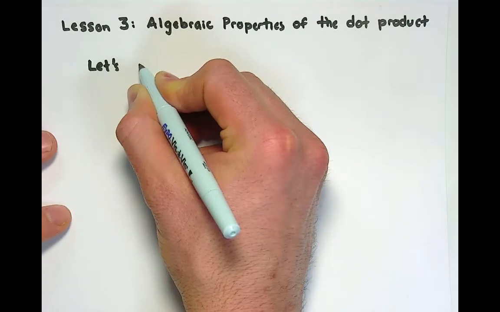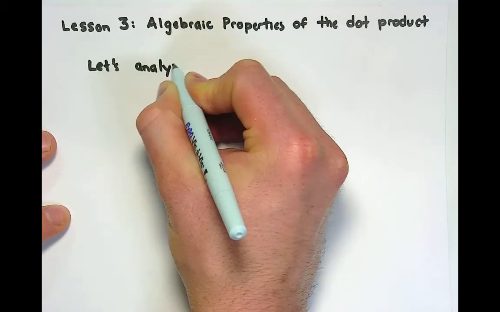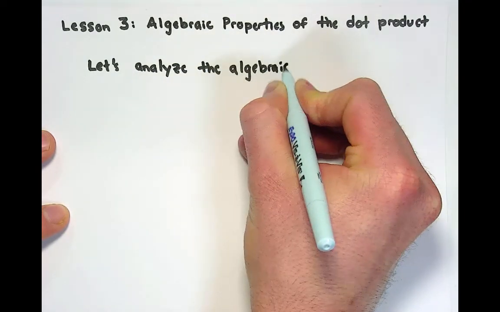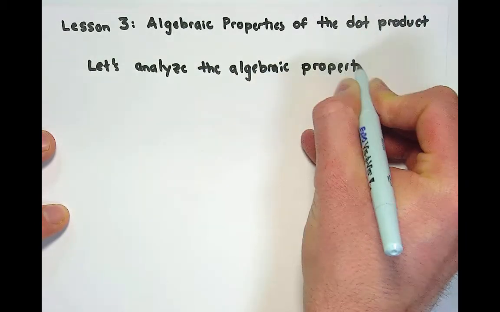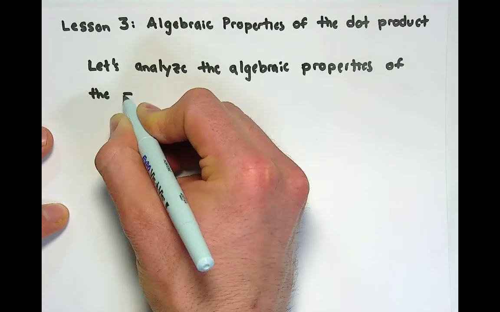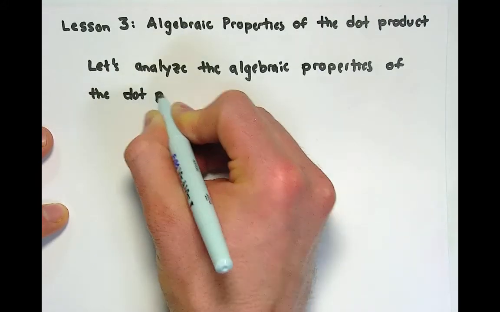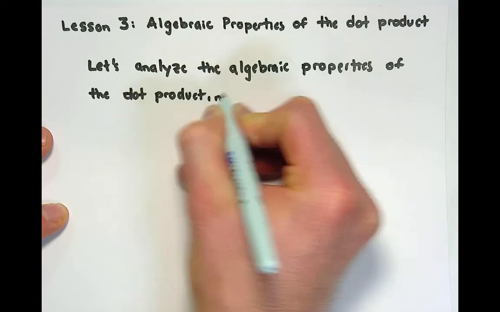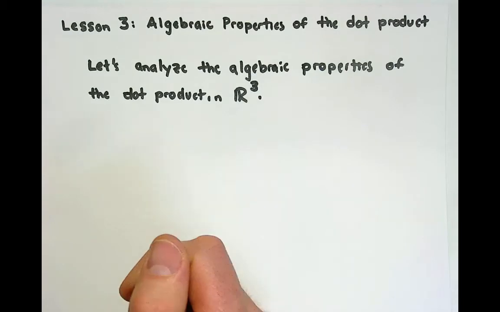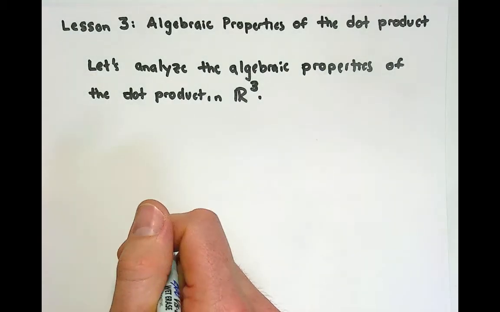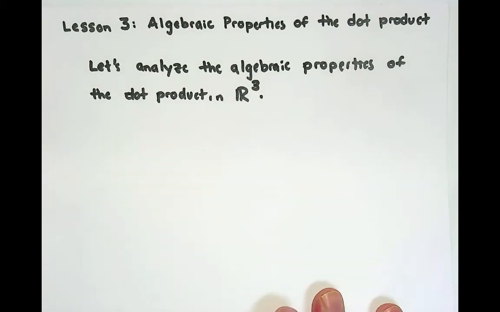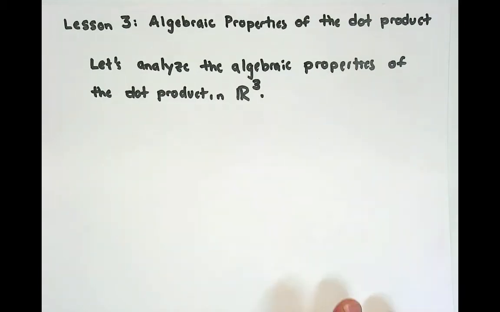Let's analyze the algebraic properties of the dot product in R3. For those of you following along in your notes, you might create the same proofs for every one that we do in this video in R2 just to make sure you got it. You'll see that they're actually quite similar.